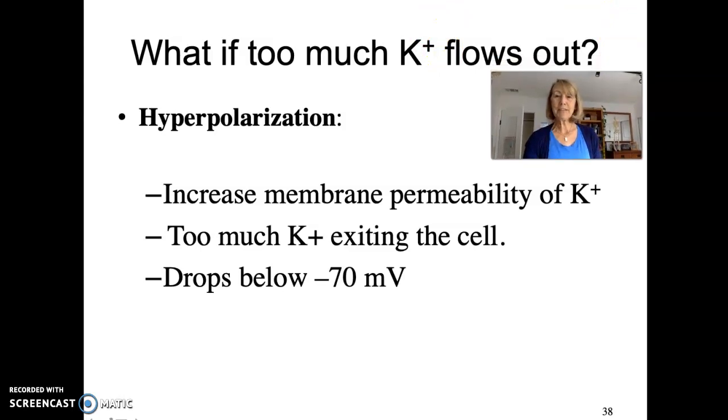What if too much flows out? Then it's called hyperpolarization, and then it drops below -70 millivolts. And it'll slowly come back up again. Okay. Some anesthetics work that way. They drop really low, -90. And so if they go really low, then it's hard to stimulate that nerve, that neuron. And if you can't stimulate those neurons in a nerve, then you don't feel pain. Oh, very cool.